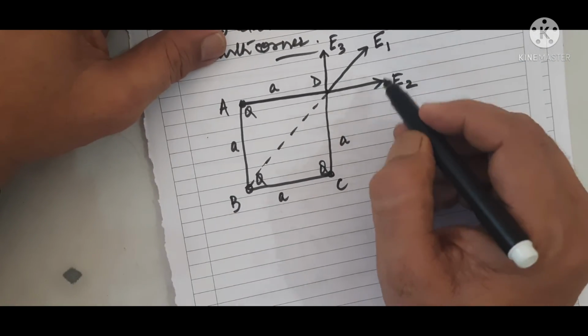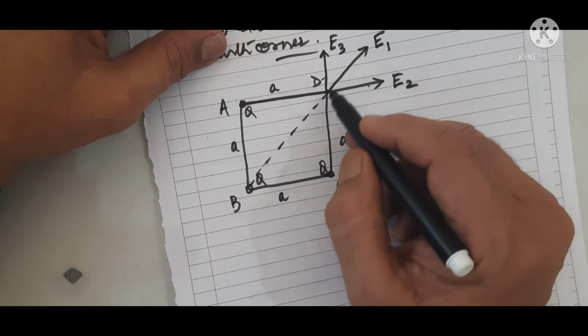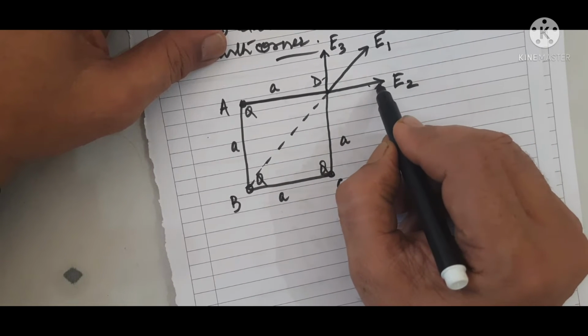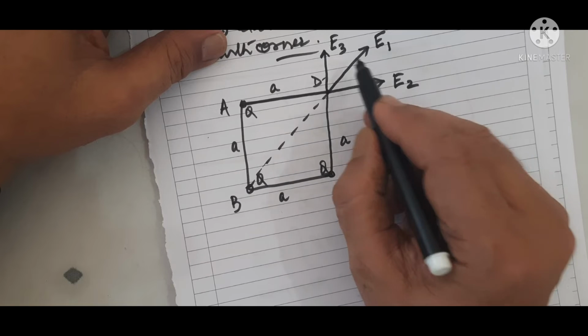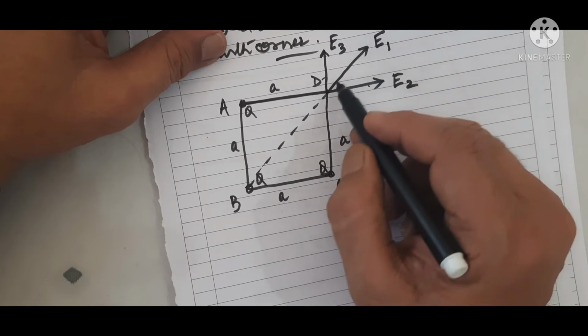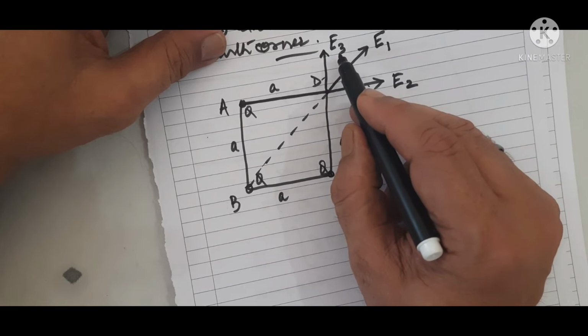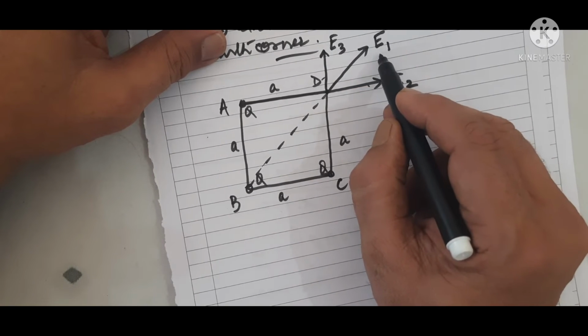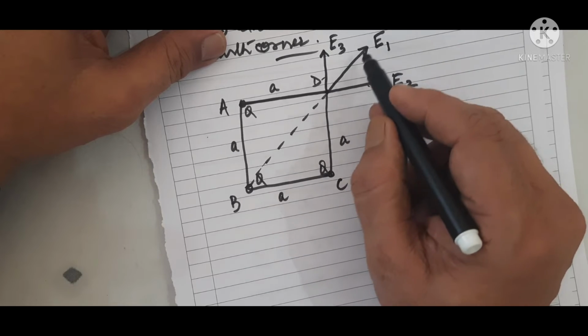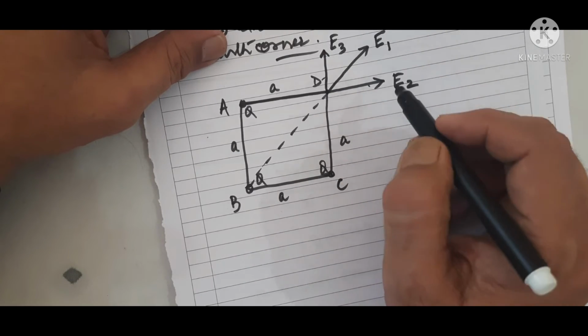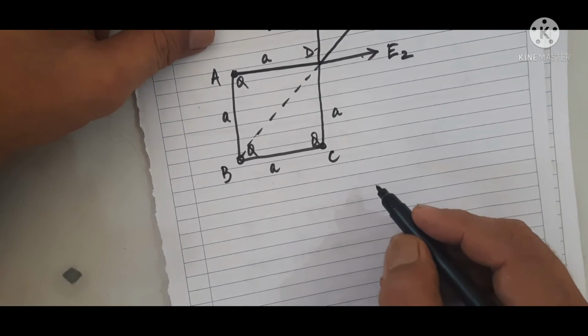So how to find the resultant here? The 3 directions are there. First, we have to find the resultant of E2 and E3. That will be along the same line as E1. And whatever the resultant of E2 and E3 is, we are going to add E1 to it, because this is also along the same direction. That will be the basic idea.